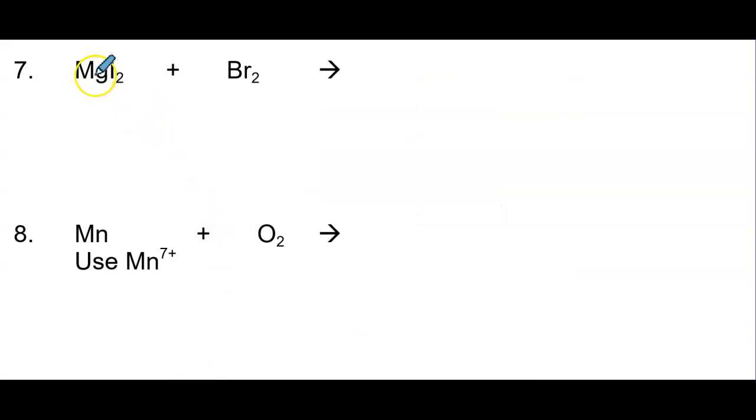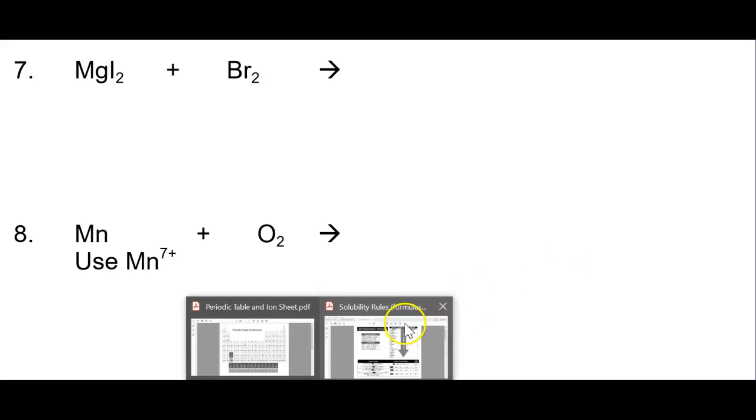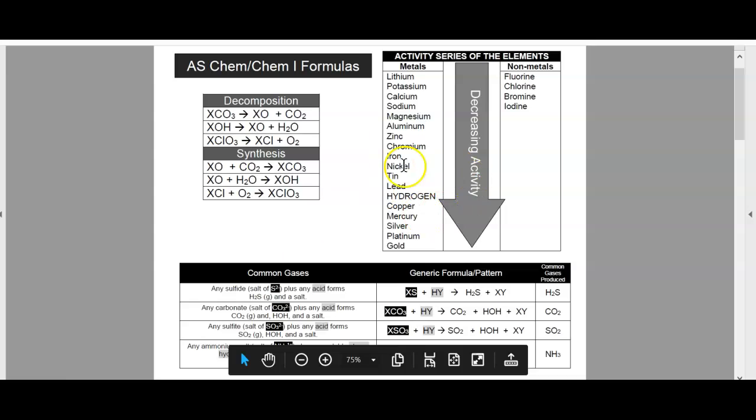So let's go back and look and see. We have a compound and an element. A compound and an element, doesn't matter which way they're ordered, we have one of each before the arrow. So therefore, because we have one of each, the next place we go is the activity series chart.